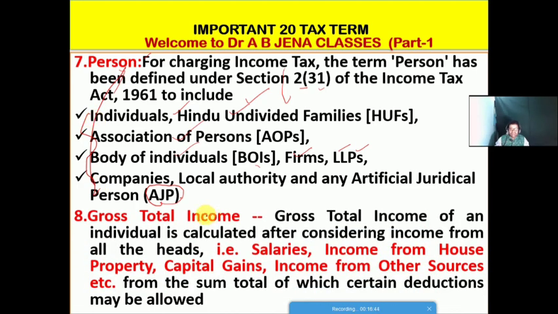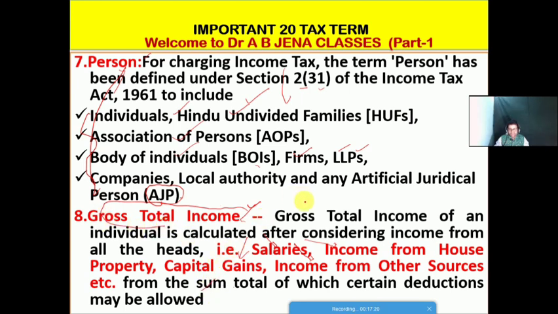So next we will see the gross total income. What is this? Gross total income of an individual is calculated after considering the incomes from all the heads. Suppose you are getting a salary, income from house property, capital gains, or income from other sources. The sum total of all of these, from which certain deductions may be allowed, is the gross total income.